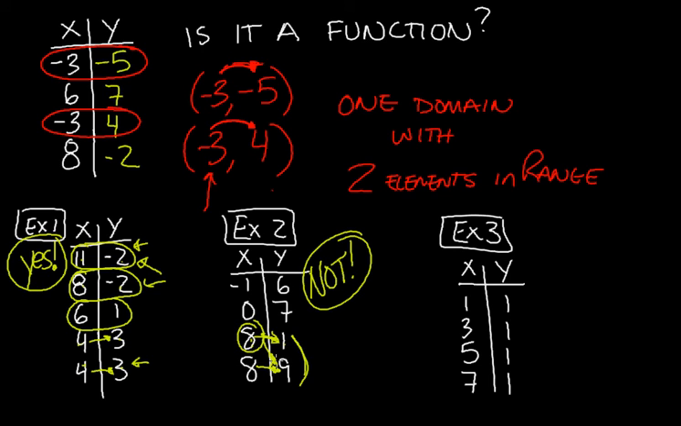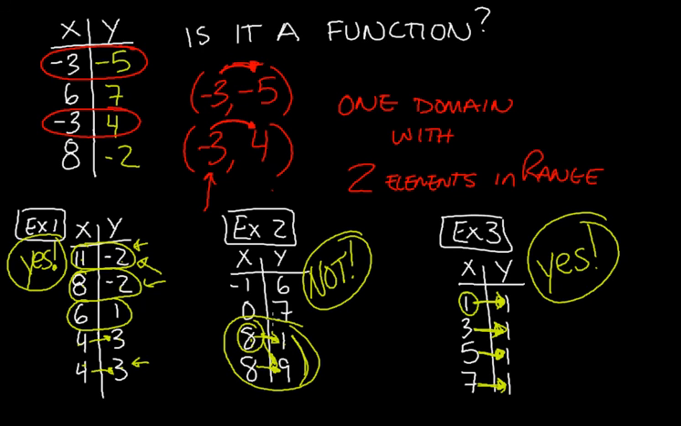And then finally, the third one. Yes, this is a function. All right, 1 likes 1. 3 also likes 1. 5 likes 1. 7 likes 1. And what's weird is if you go back to the beginning, who does 1 like? 1 likes themselves. But everybody loves 1. That's okay. Every element from the domain has one and only one matching pair or partner in the range. So it is a function. You got nothing weird like the middle one happening.